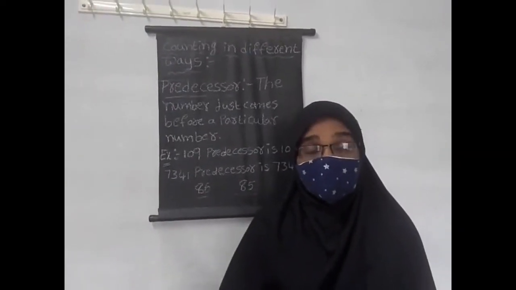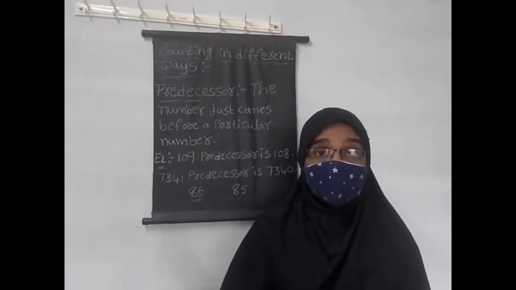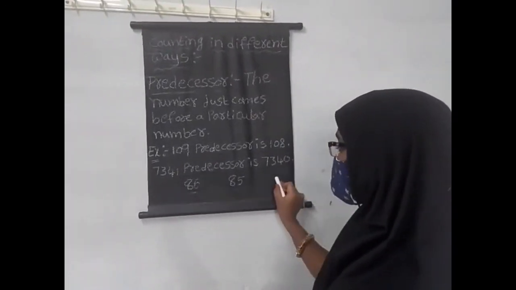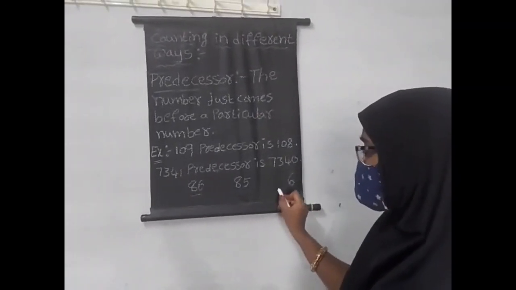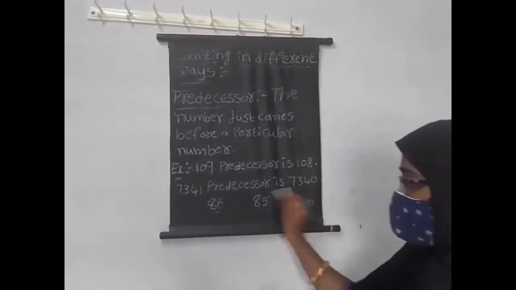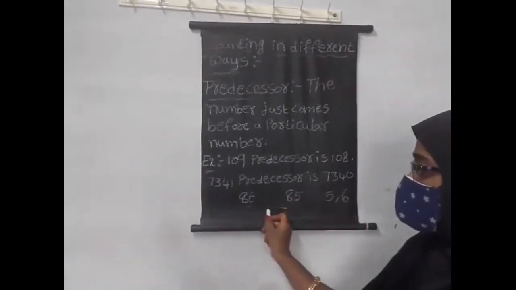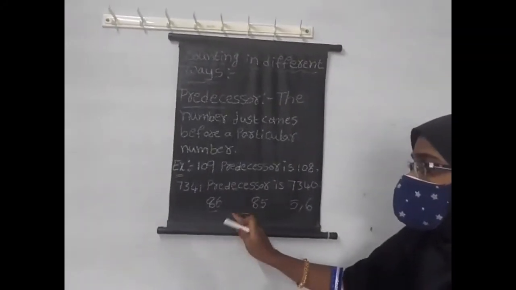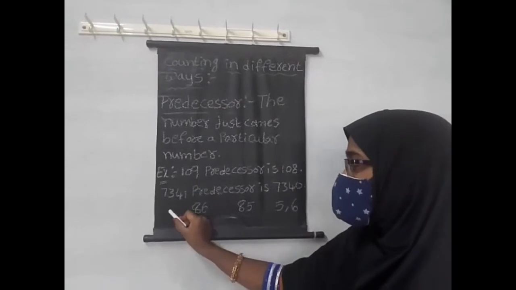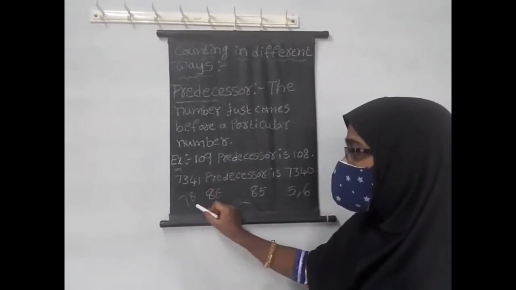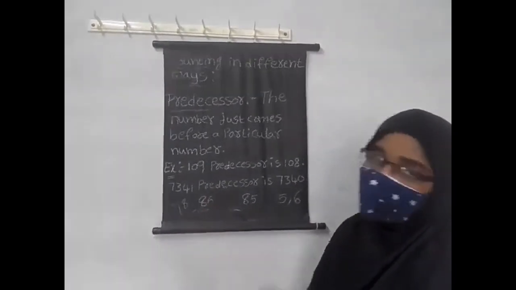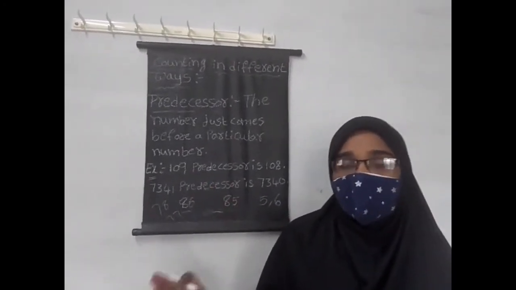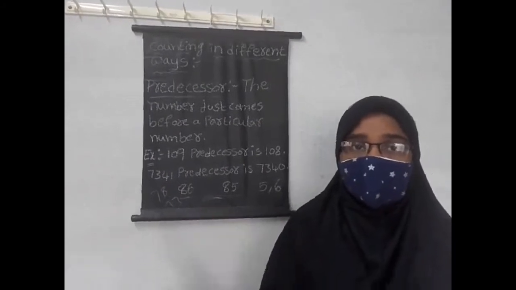Once again, what is the predecessor? The predecessor is the number that comes just before. For example, if you have taken 6, the predecessor of the number is 5. It is the number before, in ascending order. If you have taken 78, the predecessor of that number is 77. Like this, the number which comes just before that number is called a predecessor.